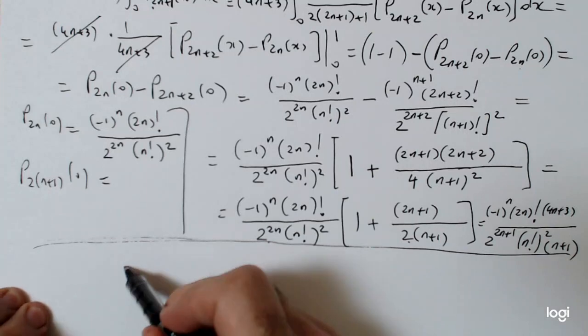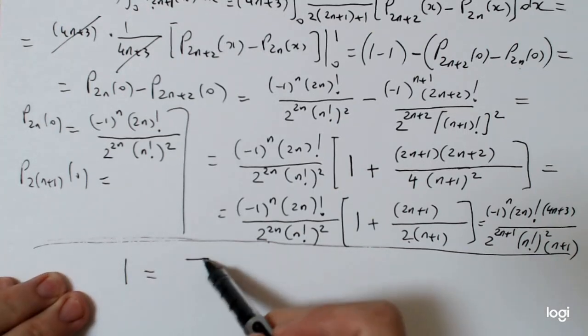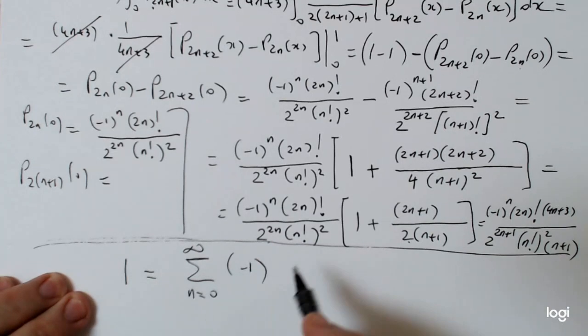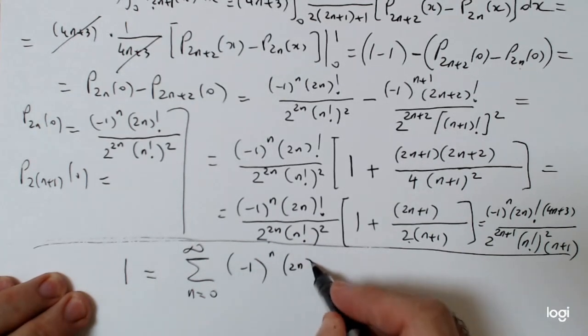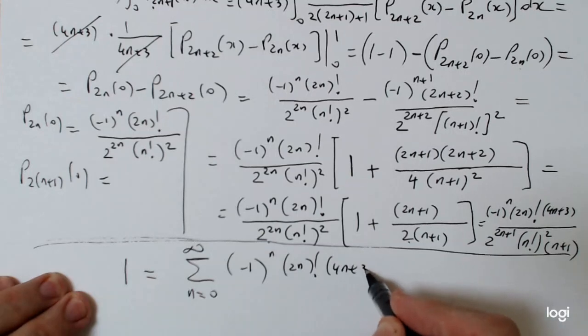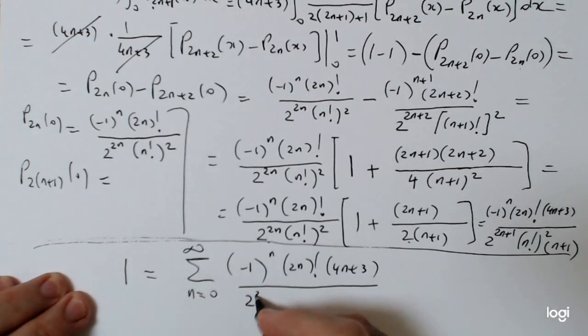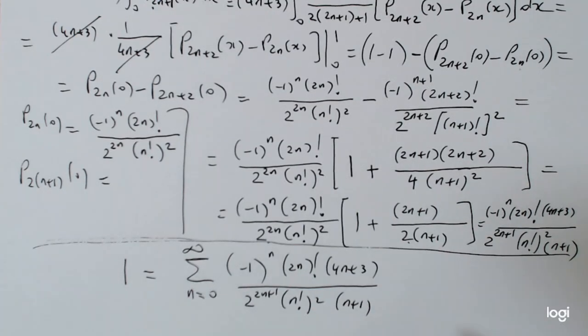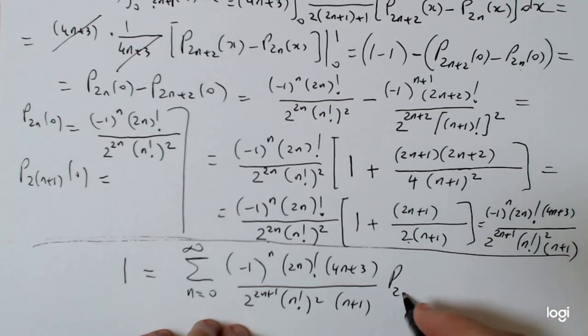So 1 as a series from 0 to infinity in terms of odd polynomials will have this expansion, and then P_{2n+1}(x).